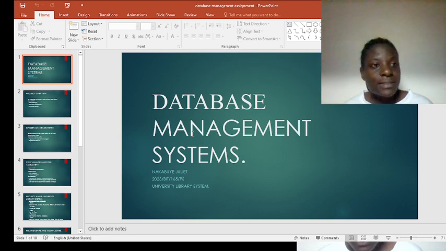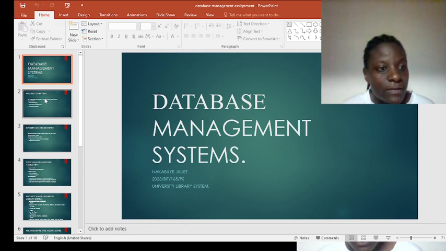So I've been assigned an assignment about database management systems, and the assignment is all about making a database management system of my own choice. Personally, I've chosen a university library system. So I'm going to give a recap of my report and the steps I went through to make this database system.